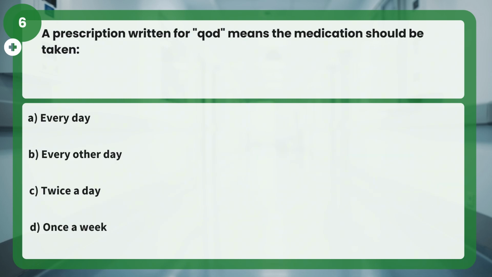Question 6. A prescription written for QOD means the medication should be taken. A. Every day. B. Every other day. C. Twice a day. D. Once a week.